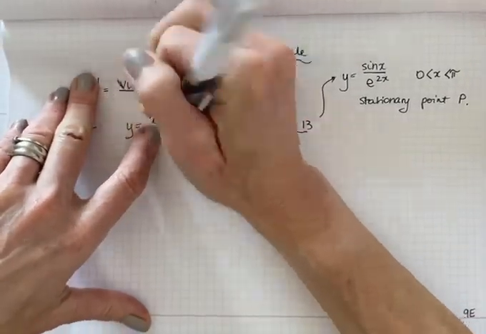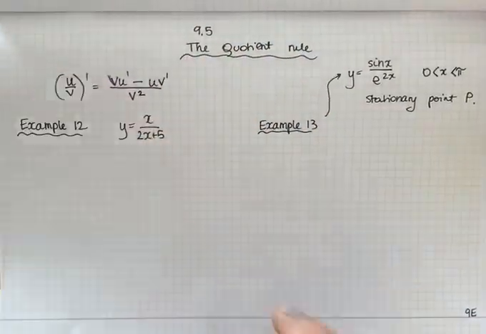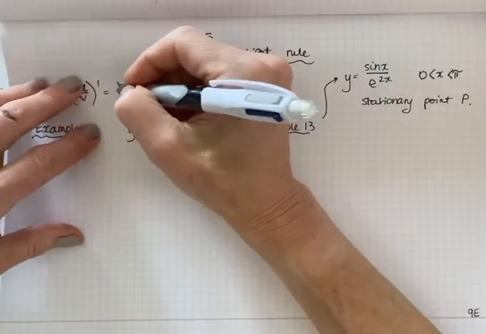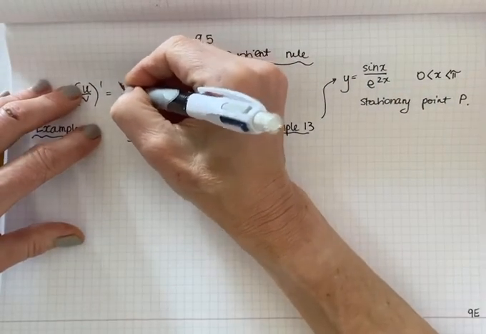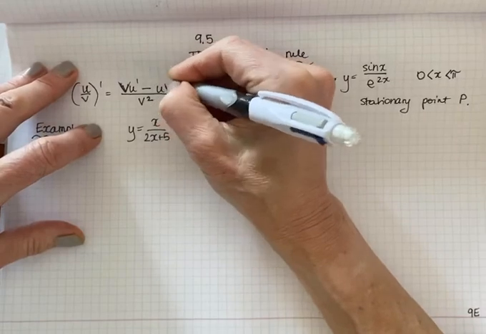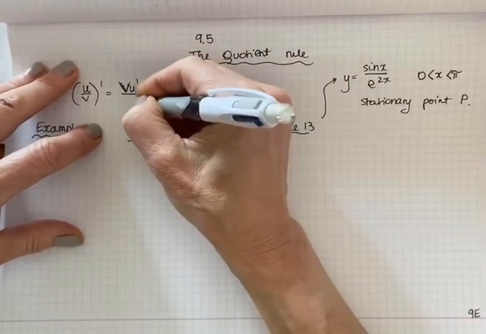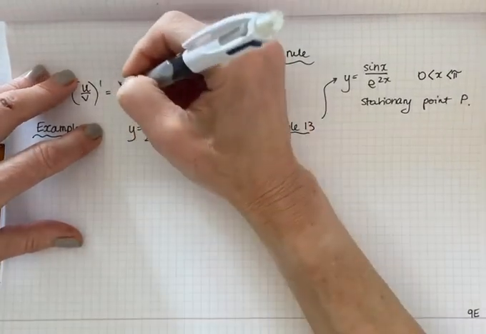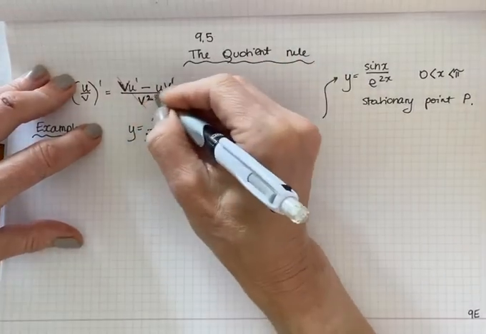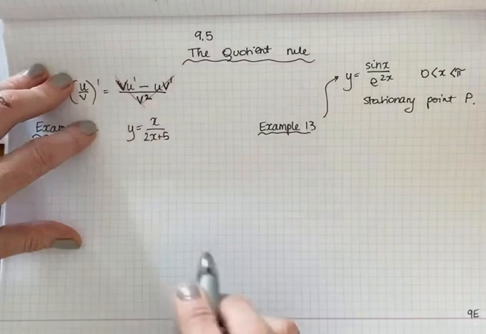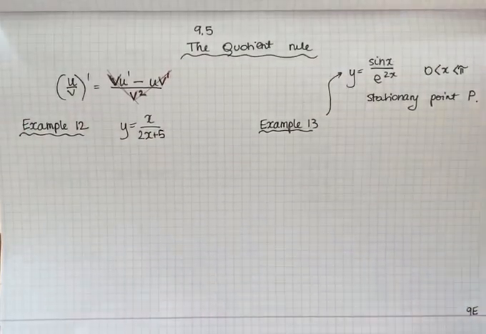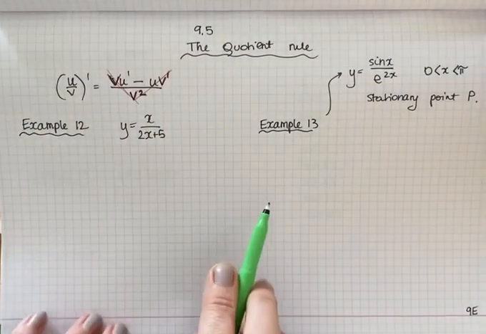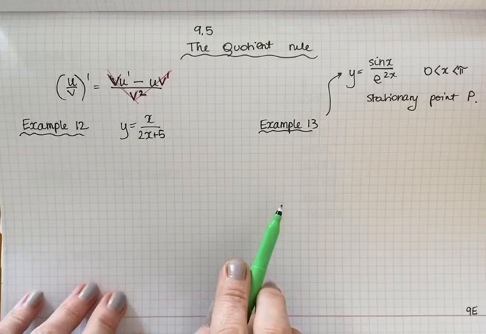So if you think about it, try to remember it. You've got v's on the outside. So you start with v, then you've got v dash, and then you've got v squared, in that order. And you've got a big V because V's are on the outside. Right, so let's have a look at example 12 and example 13.